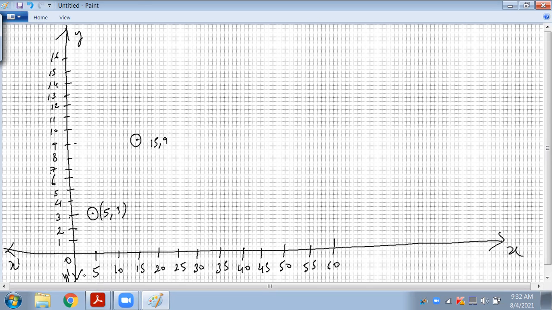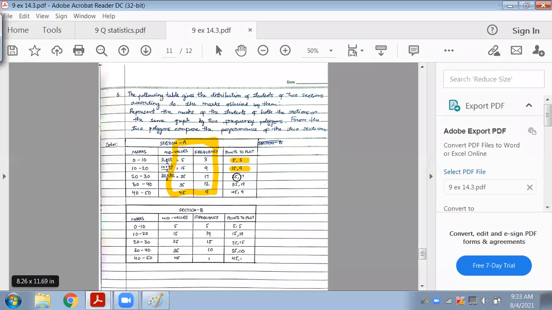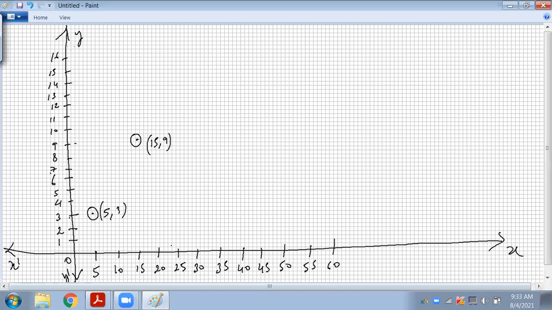Next is 25, comma 17. 25 is here, 17 will be somewhat here, so 25, comma 17 will be somewhere here.